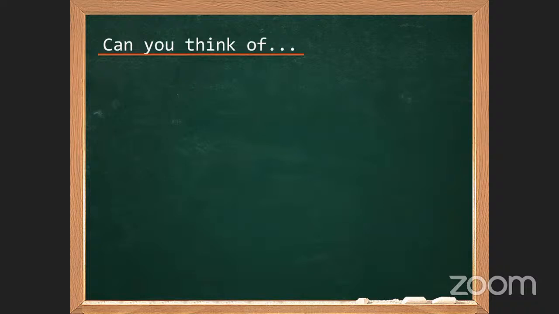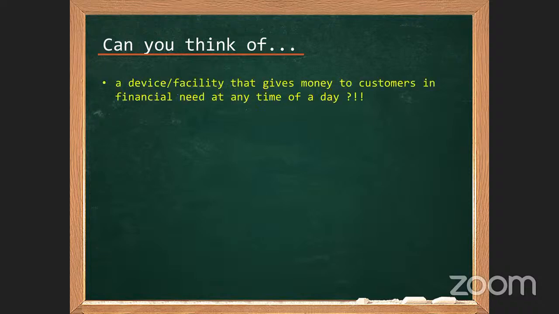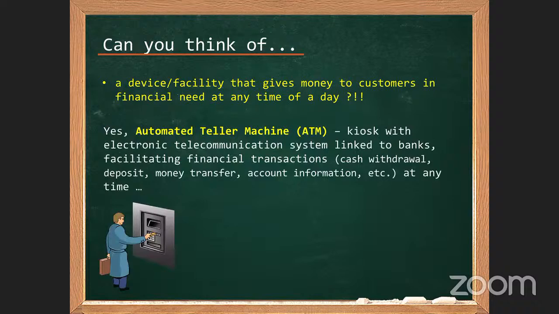Let's just start with a few illustrations. Can you think of a device or facility that gives money to customers in financial need at any time of the day? Yes, you got it right. The ATM machines, or ATM. These are basically small kiosks attached to banks, which you find in many spots in the city or towns. They facilitate financial transactions to withdraw cash, deposit money, do money transfers or get account information, at any time of the day or night.